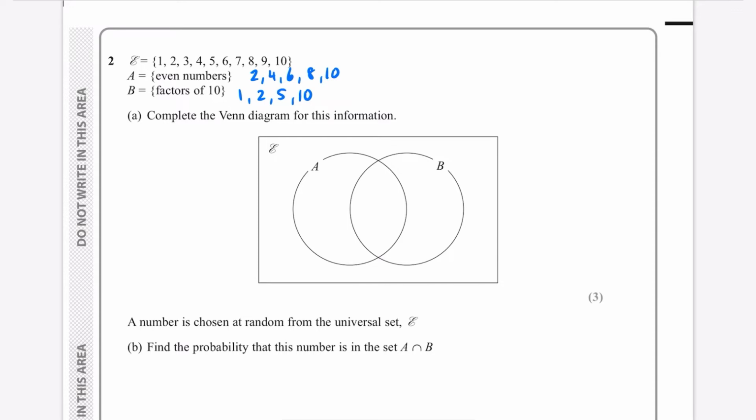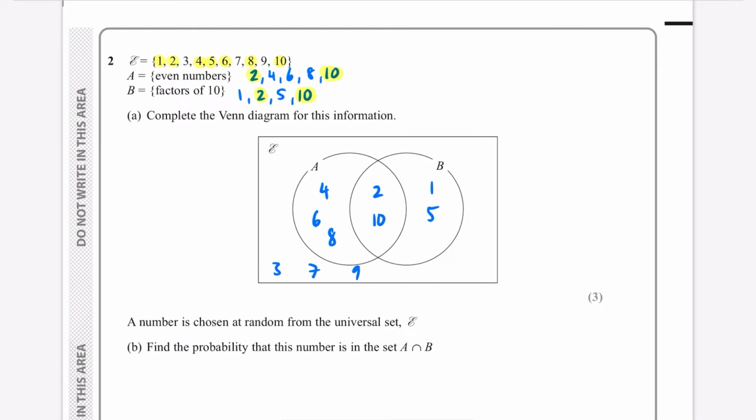Now the ones that they have in common are the 10 and the 2, so they're going to go in the overlap, this middle section, which then means that the 4, 6 and 8 belong here, and then the 1 and the 5 belong here. And then there are a few numbers that need to go on the outside, because remember, all of them need to be used. So far we've done 1, 2, 4, 5, 6, 8 and 10. So on the outside I also need to put the 3, the 7 and the 9, and you can check you've got them all in there. 1, 2, 3, 4, 5, 6, 7, 8, 9, 10.